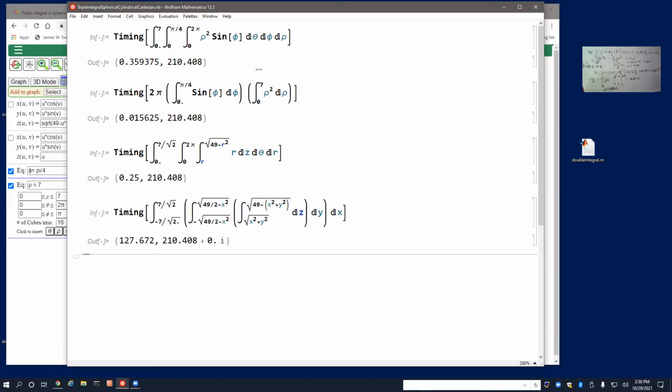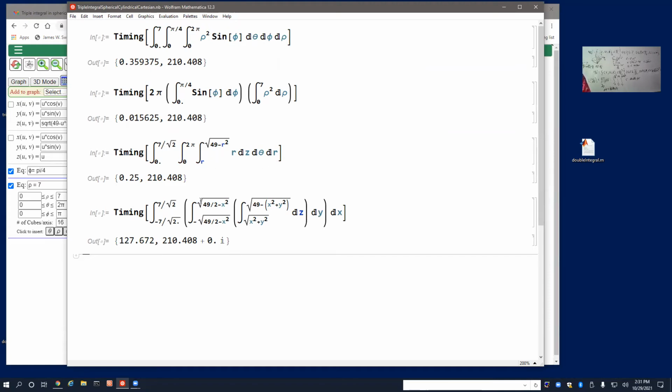What I've done here is I evaluated all these integrals in Mathematica, and then I have the timing. This method took 0.36 seconds to do that integral. When I broke it up, I did the theta integral by hand and had it do the other two integrals, and that happened in about 1/10 of the time.